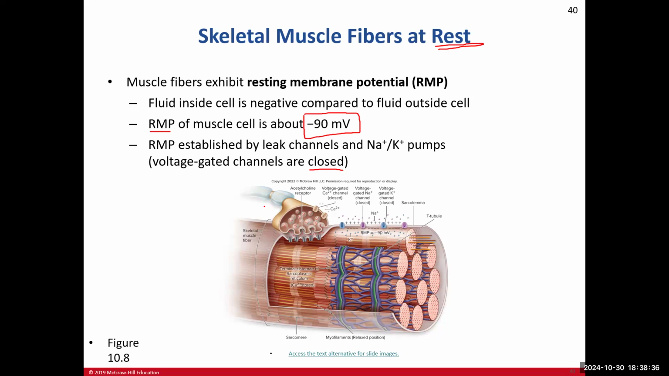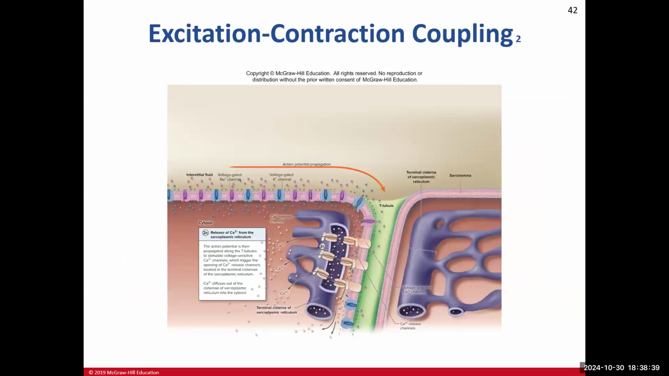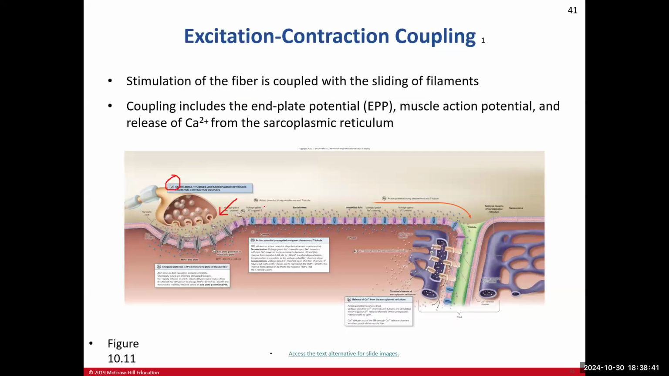So our goal here in step 2, excitation-contraction coupling, is to get calcium out of its storage sites and into the sarcoplasm. That's what we're trying to do. We've got to stimulate this muscle fiber so we can get our myofilaments, the actin and myosin, to slide past one another to get that shortening of the muscle cell.